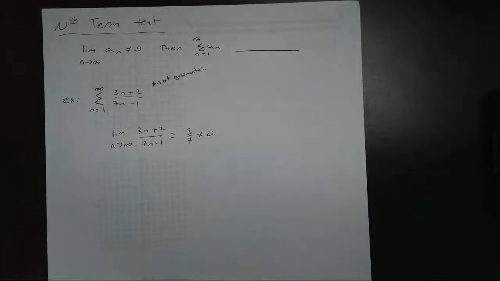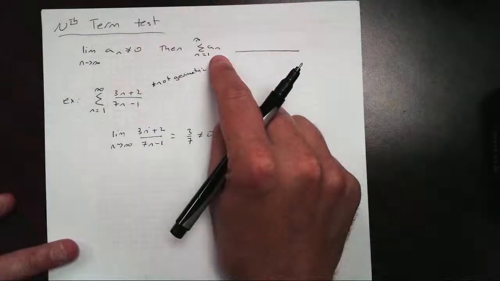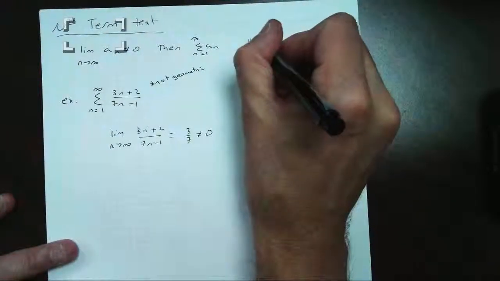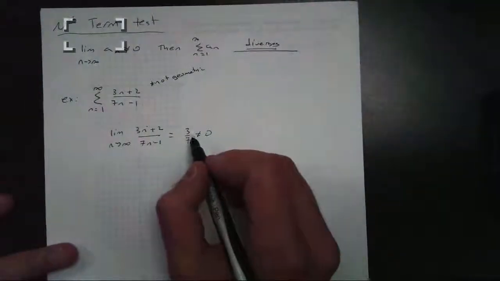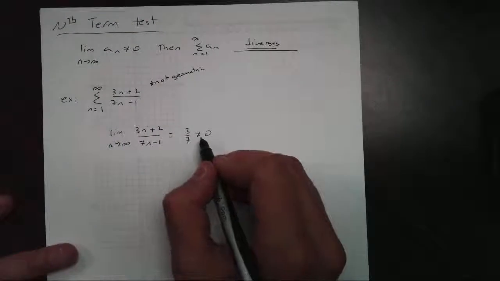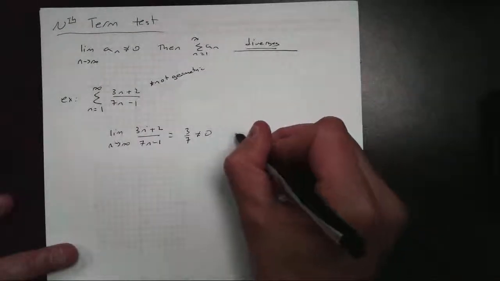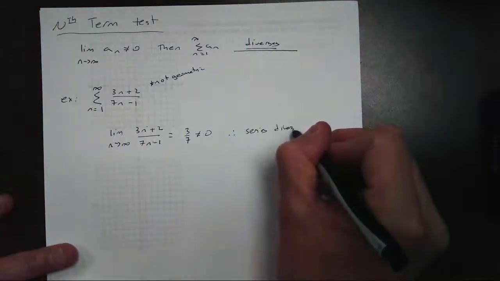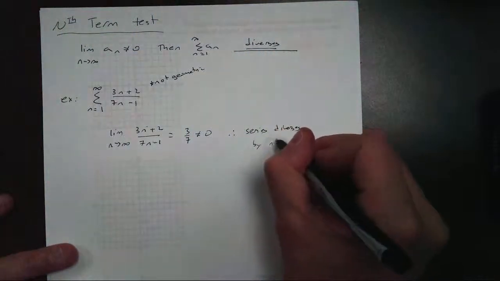Now, what does that tell us? Well, the nth term test says if the limit of a sub n does not equal 0, then the series itself will diverge. So our rule says because I get a finite number that is not 0, since 3 over 7 does not equal 0, we will say that the series diverges by the nth term test.